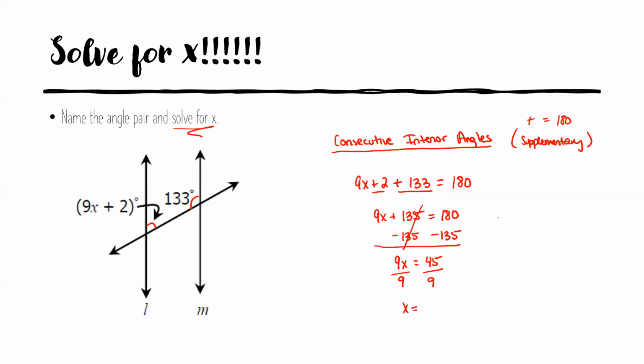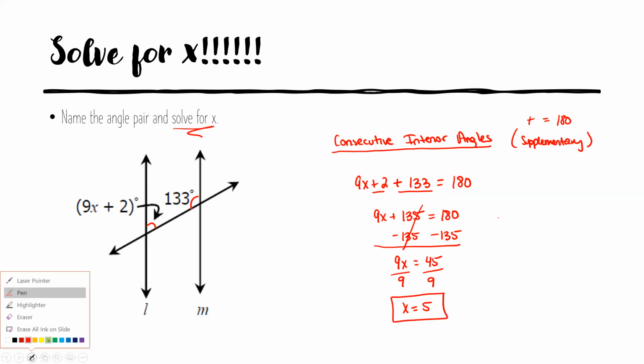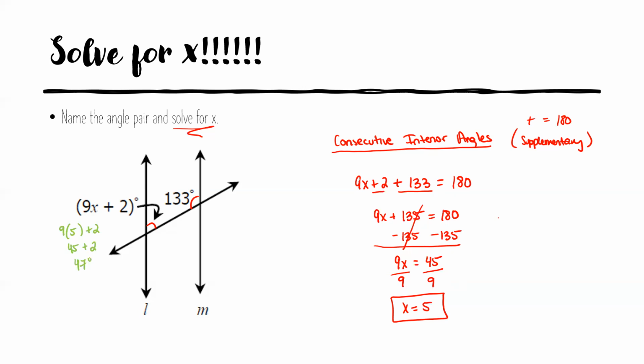So I get that x equals 45 divided by 9. That gives me 5. So that means that x equals 5. And so again, I can always double check my answer. If I substitute it back in here, let's see what I get. Now that I know x is 5, let's see what I get here. 9 times 5 plus 2. That's 45 plus 2. That's 47 degrees. So this one is 133 degrees.